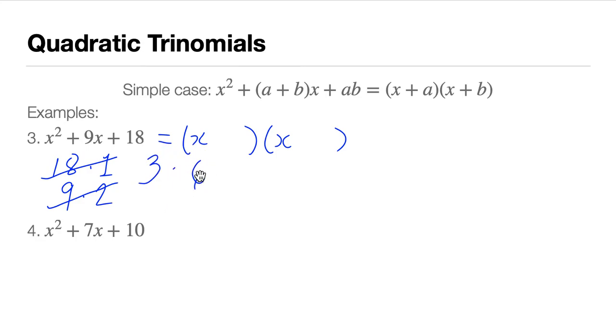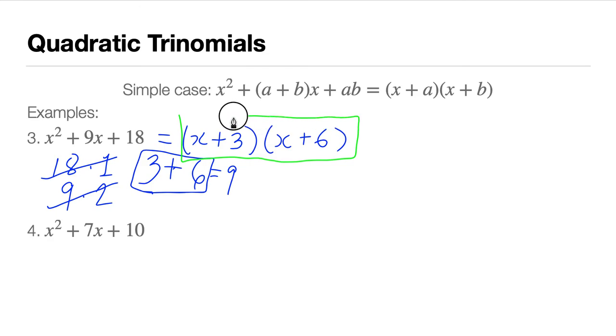3 times 6 is 18. 18 is a multiple of 6: 6, 12, 18. And how about this? Look at this, 3 plus 6 is 9. So these are the two numbers that we're looking for. So we have the quantity x plus 3 and the quantity x plus 6. And these are the numbers. Hopefully you got it there now.